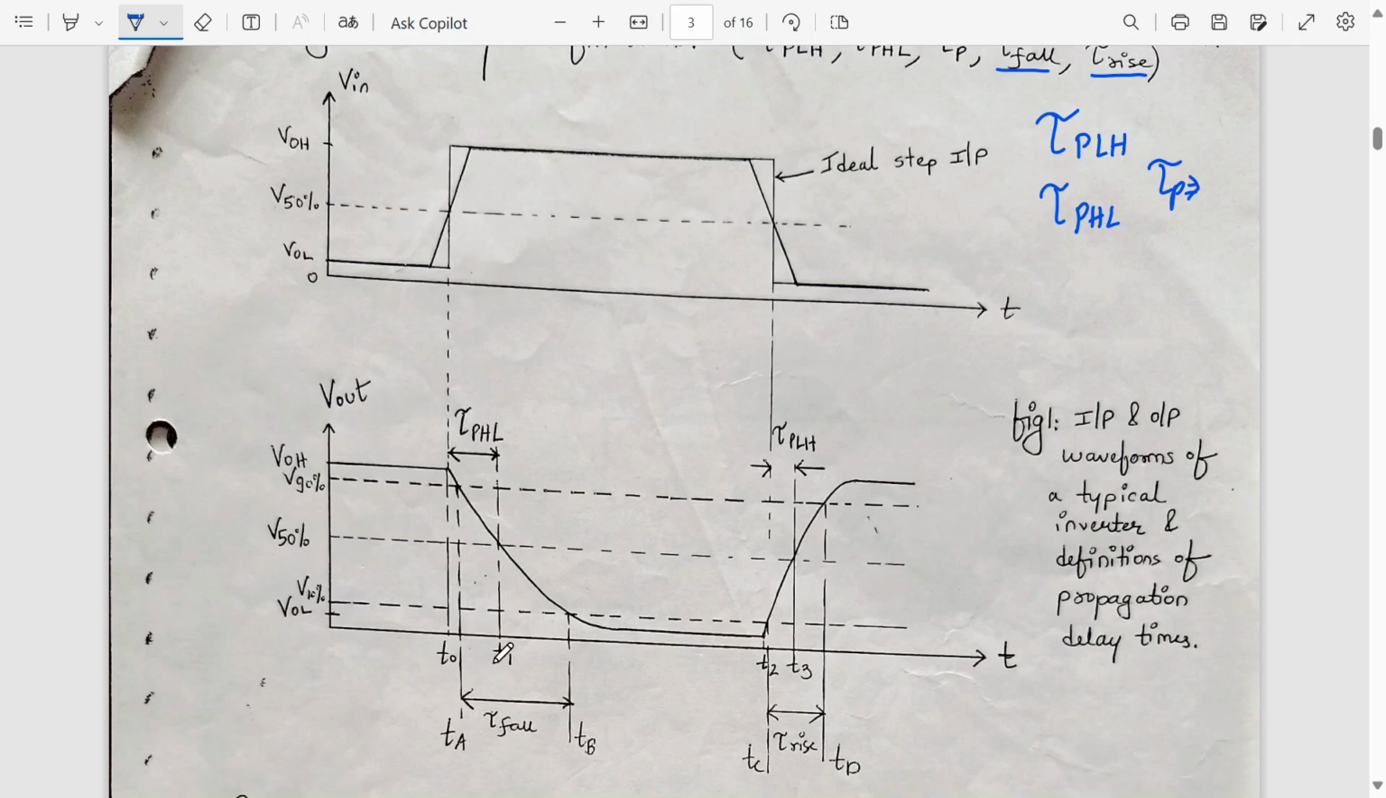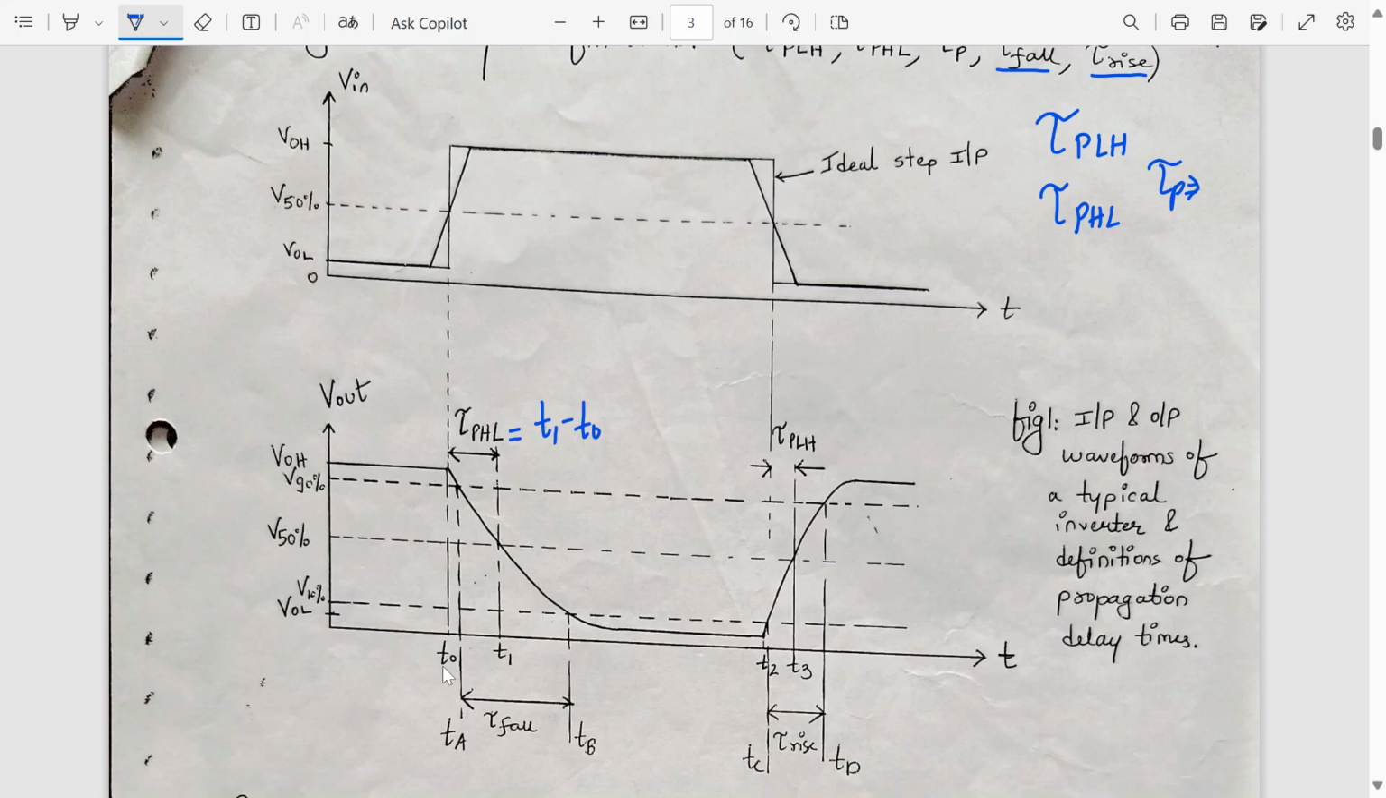So according to this diagram, what is the propagation delay? What is tau p HL? Tau p HL is T1 minus T naught. So how much time does the output take to reach 50% when the input has reached 50%? That's the reference. The input has reached 50% at T naught and the output has reached 50% at T1.